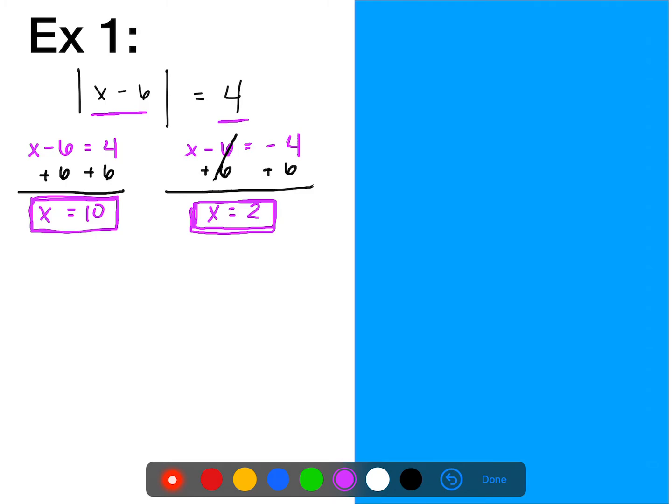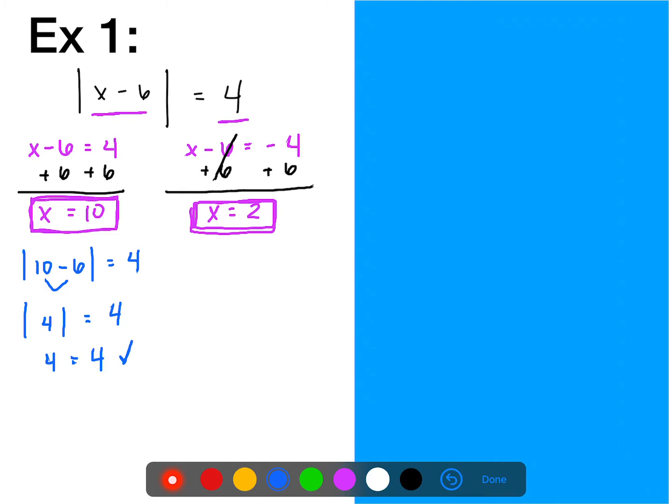And I can check myself. If I wanted to check myself, I could say, okay, I know that x is 10 here, so I go back in and I say 10 minus 6 equals 4. And I just replaced my x with a 10 because that's what we said x was equal to. And then if I do 10 minus 6, I get absolute value of 4 equals 4, which means I end up with 4 equals 4, and this is true, so I know I'm right.